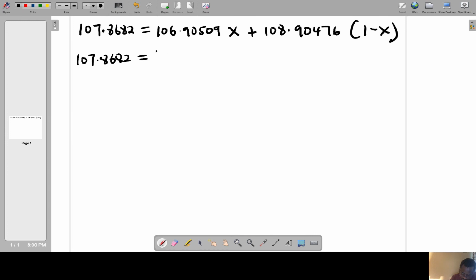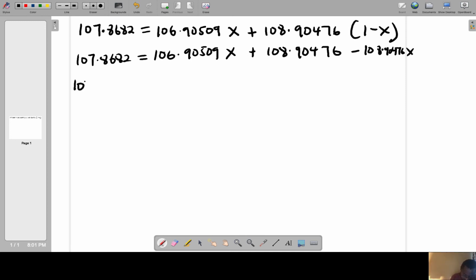So we do 107.8682 equal to 106.90509x, then plus 108.90476, then minus 108.90476x. Okay. So we bring like terms together, the x's together and also the numbers without x's together. Since 107.8682 is on the left hand side and 108.90476 is on the right, I bring it across the equal sign. But it's plus over here, so when it goes across the equal sign, it becomes minus. Just applying some algebra rules here.